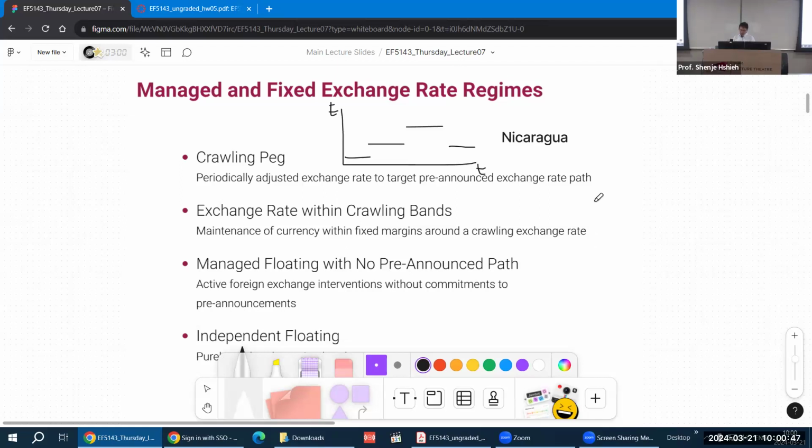Okay, so what does that look like? It looks like the following. So again, I'm plotting E versus time. So rather than the peg, there's a band. So maybe draw the band. Maybe we shift the band like this. Maybe it goes back down again. And there's a target, perhaps. But the currency fluctuates within those bands, right?